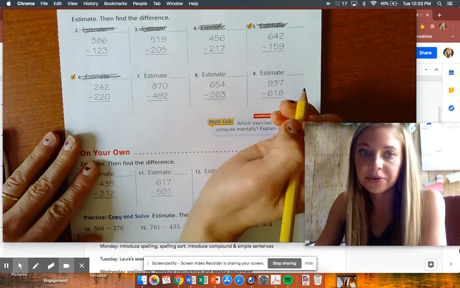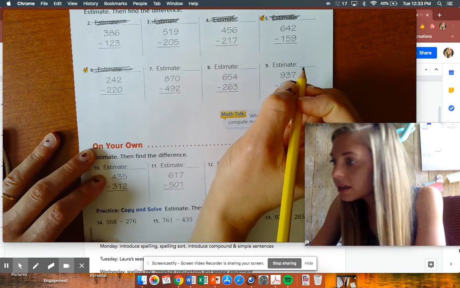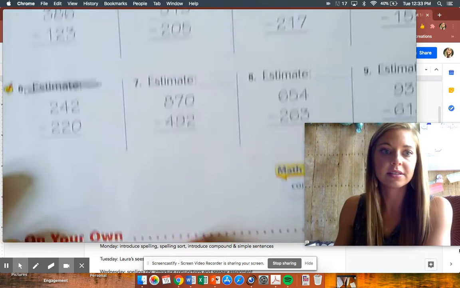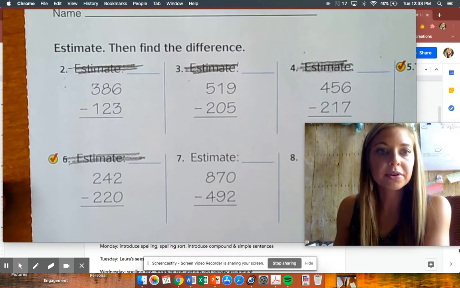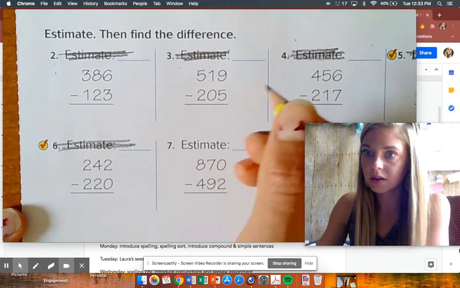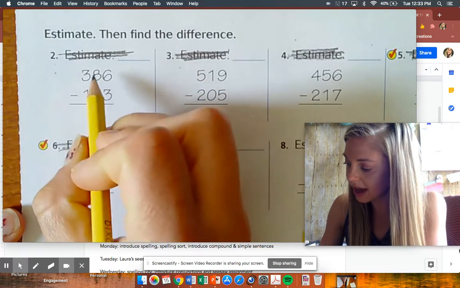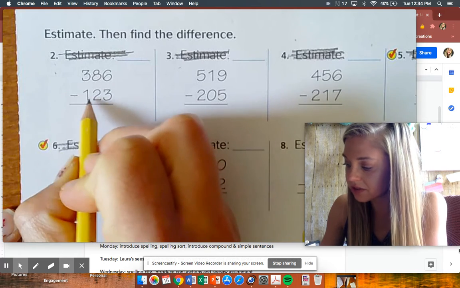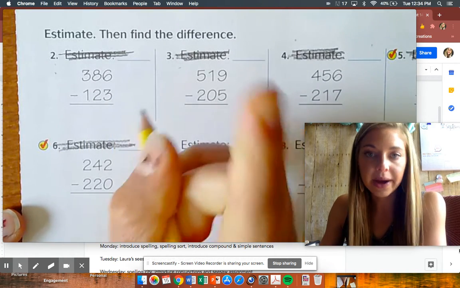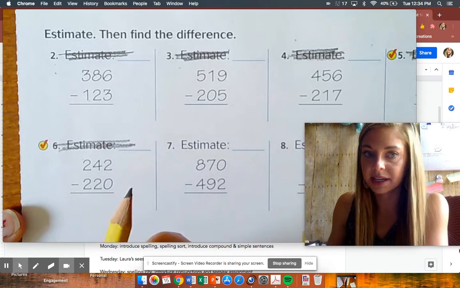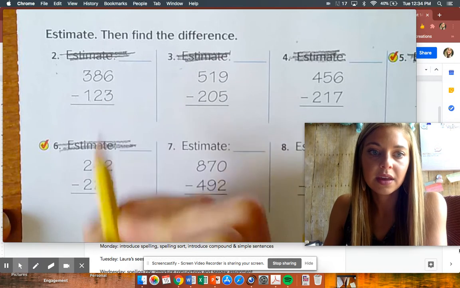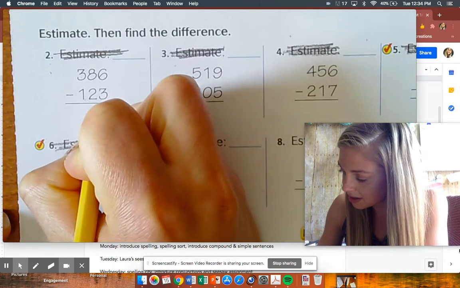All right, so let me see if I can zoom in. Perfect. Okay, so let's do number 2. Remember, this is page 45 in your big math workbook. All right, so we have 386 minus 123. Now remember what I say, we always start in the ones place. So we do 6 minus 3. 6 minus 3 is 3.